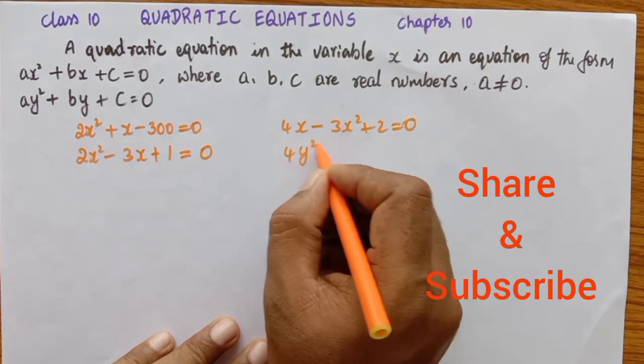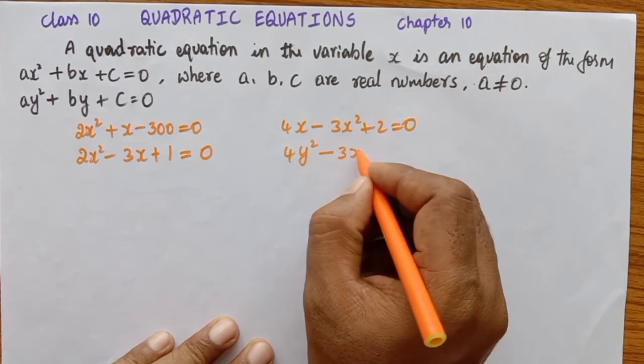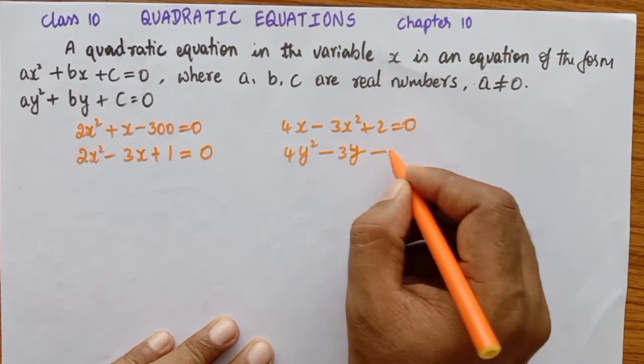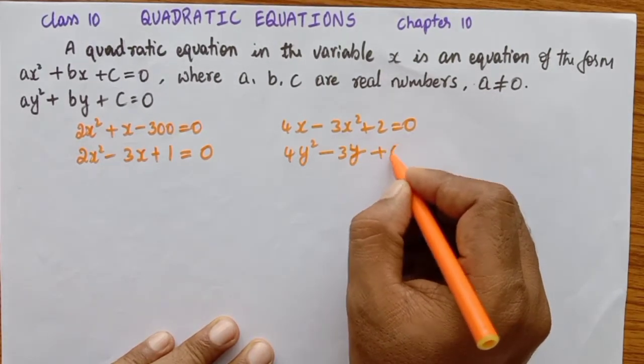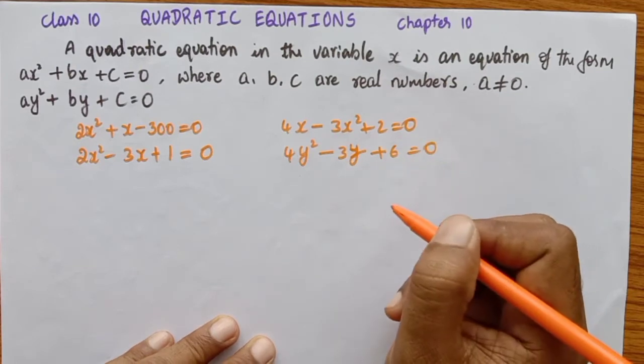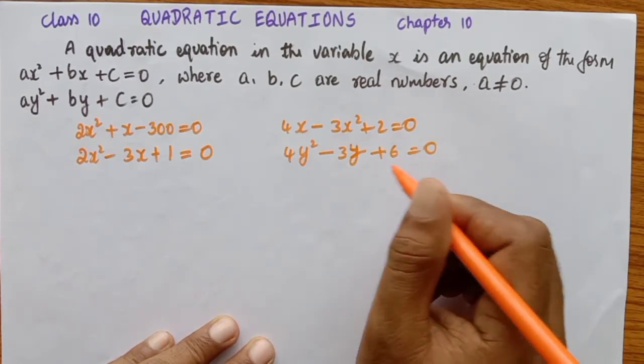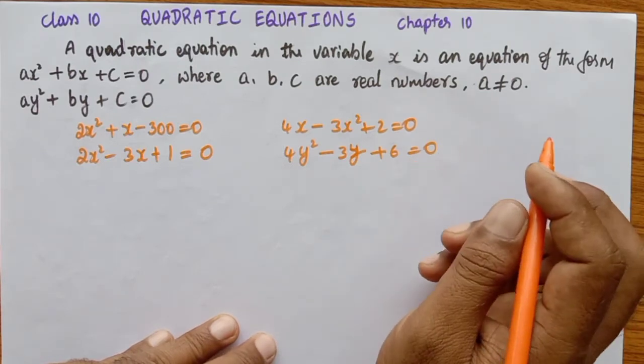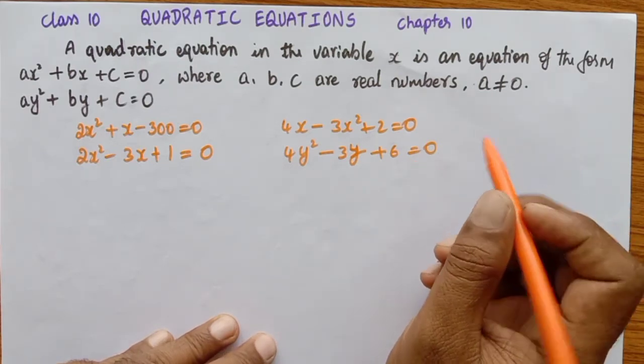4y square minus 3y plus 6 is equal to 0. Likewise, we can state many examples for quadratic equations.